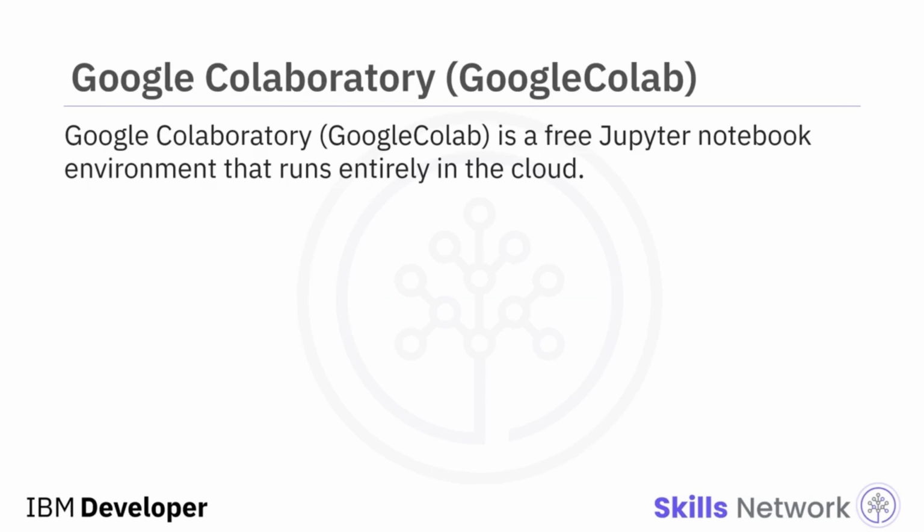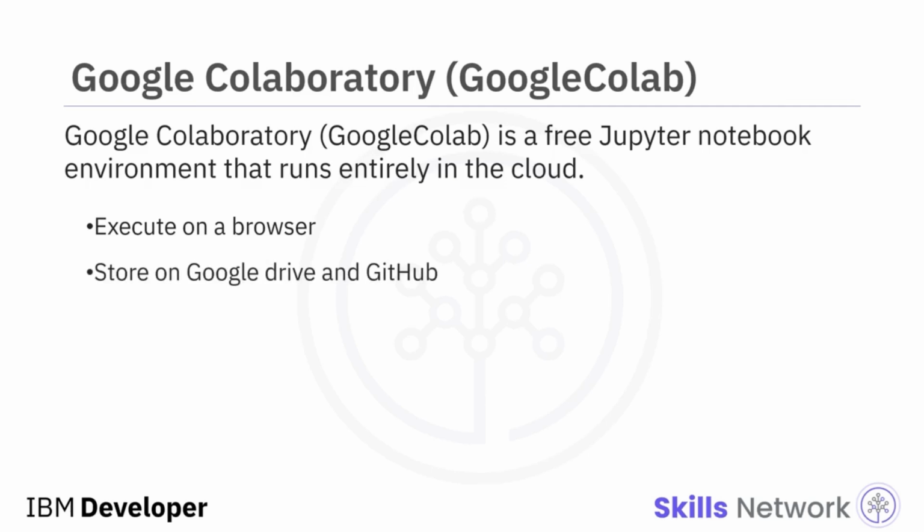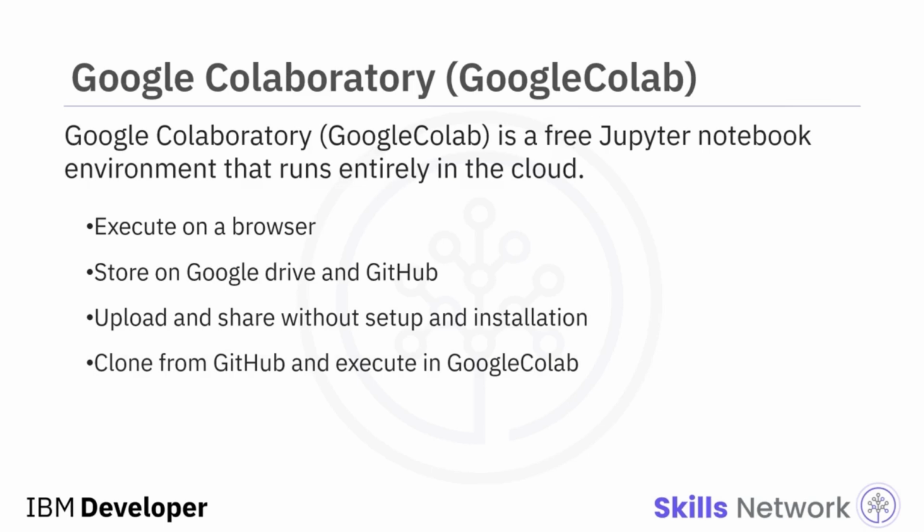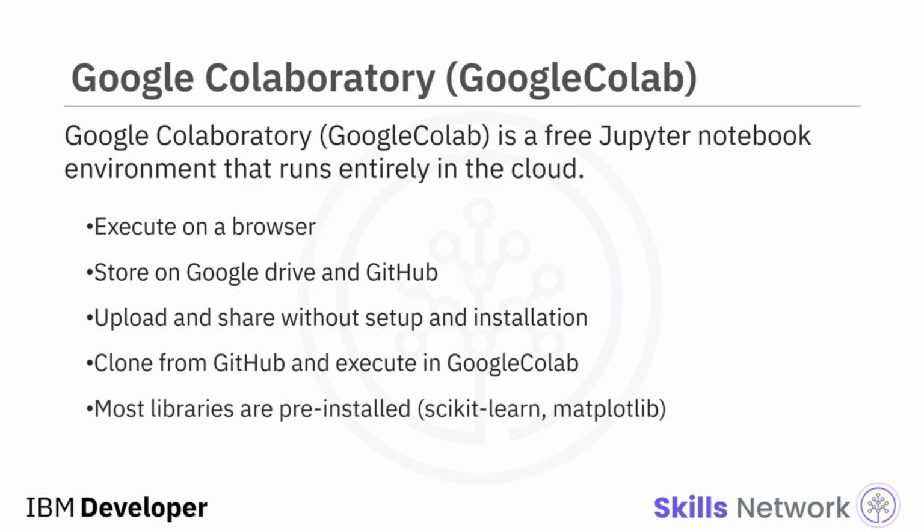Google Colaboratory, or Google Colab, is a free Jupyter Notebook environment that runs entirely in the cloud. Google Colab Jupyter notebooks execute on a browser, and Google Colab projects are stored on Google Drive and GitHub. You can upload and share notebooks without setup and installation. You can also clone projects from GitHub and execute them in Google Colab. Most machine learning and visualization libraries are pre-installed, like scikit-learn and matplotlib. And with Google Colab, you can develop many trending data science applications on the fly, which is to say, quickly, without a lot of setup or preparation.